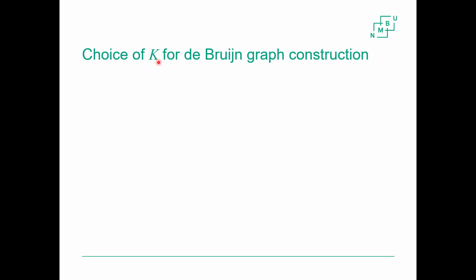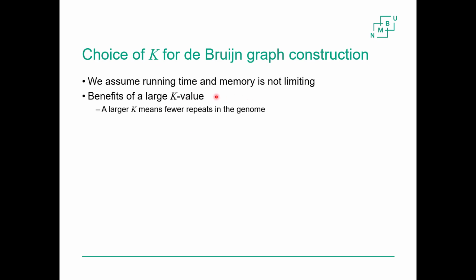The choice of the k, the length of the k-mers. So if we don't bother about running time or memory, which is usually something we have to bother about, but for now, let's not. The benefits of having a large k value, that's obvious, right? The larger k means fewer repeats. So why don't we choose k as big as possible?